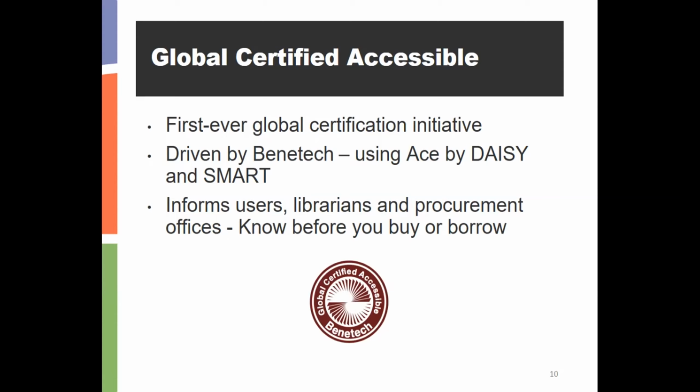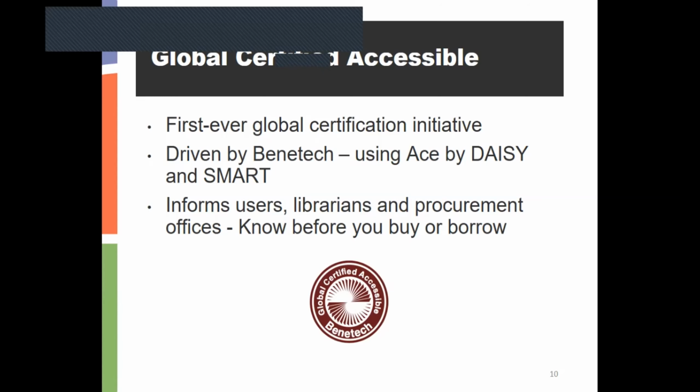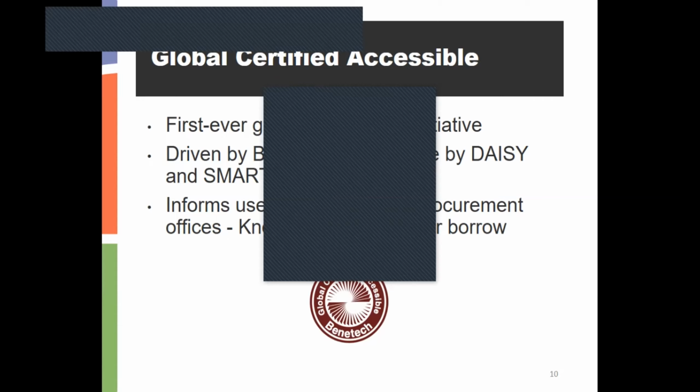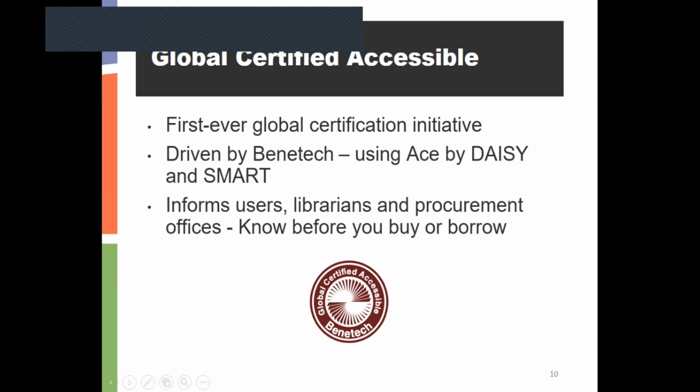So let me pause here and see. I want to make sure if there are any questions about the Global Certified Accessible before we continue. And also, if you are using any of these sources, so if you've used VitalSource or RedShelf, or are you using EPUB in Google Play Books or Apple's bookstore? So just want to hear from you. Go ahead and use the chat. Just let us know what's been your experience with those tools. And also, if you have any questions about anything we've covered so far.